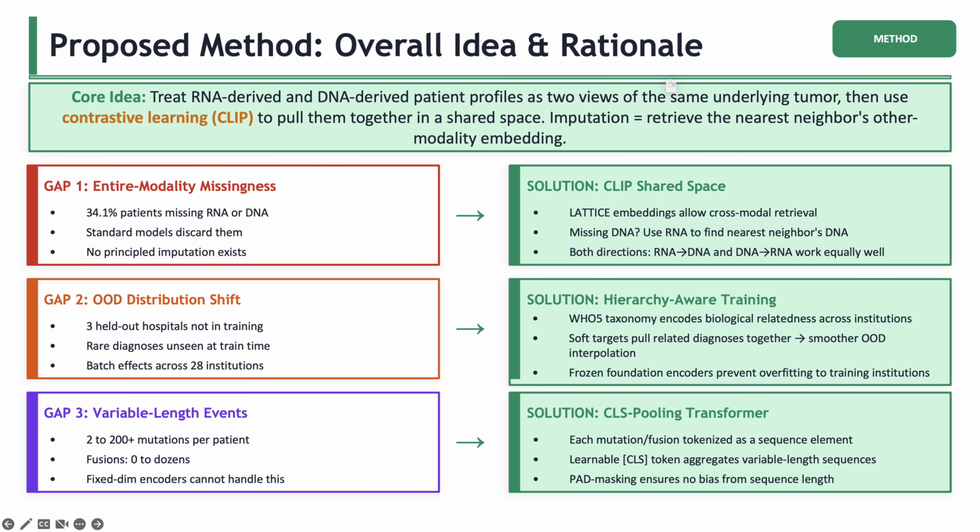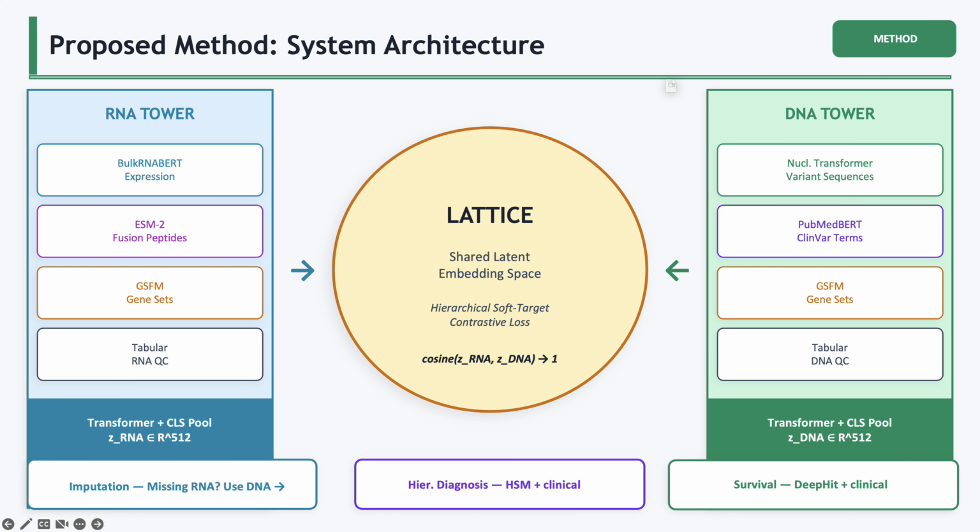For variable length events, they tokenize each mutation and fusion as a sequence element, prepend a learnable CLS token, and run a transformer. The CLS token output is the patient's embedding, variable length in, fixed dimension out. It's a two-tower CLIP model, just like the original CLIP, but for genomics.